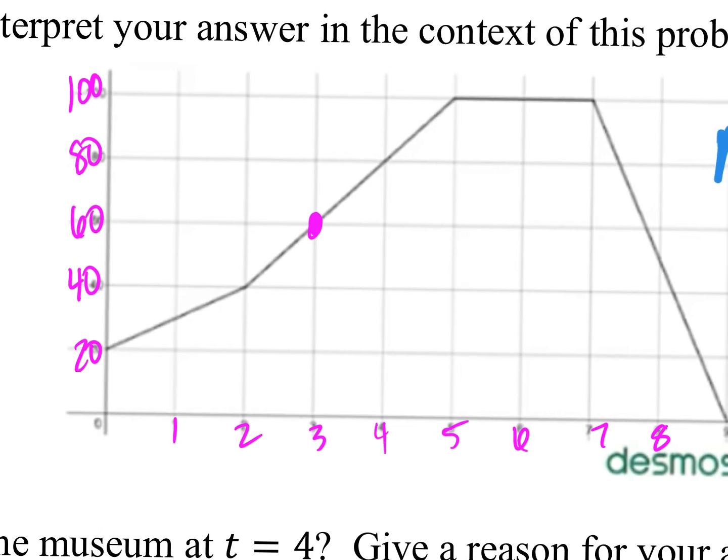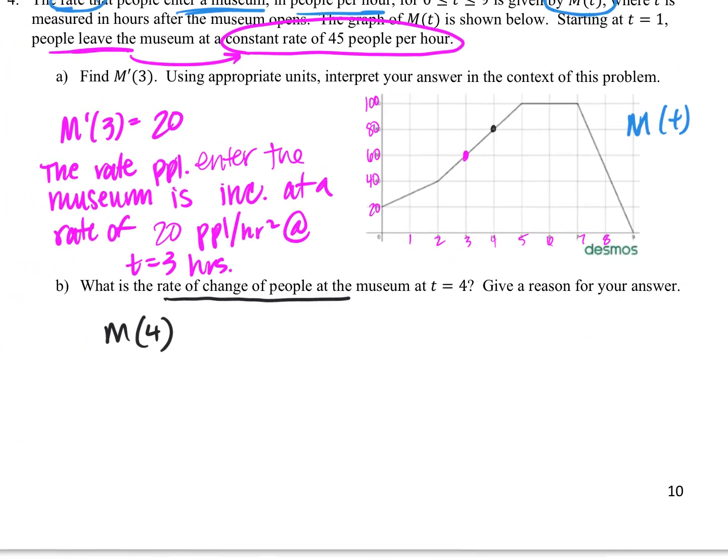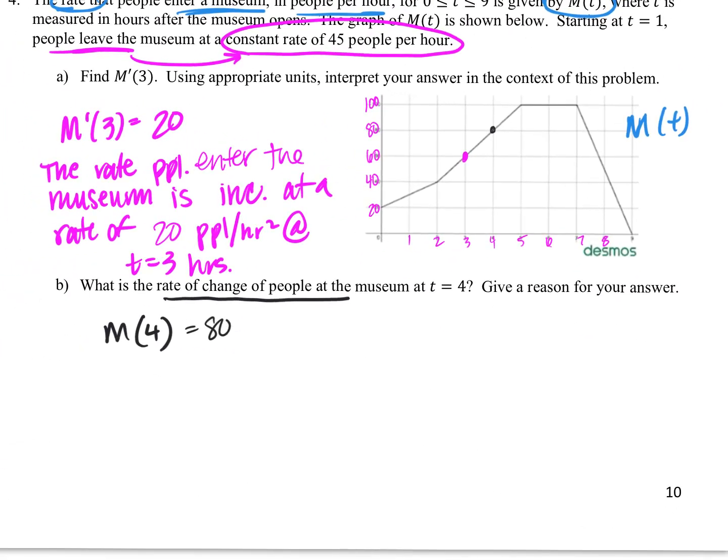Again, sorry for the crappy graph. Do you agree that they're coming in at 80 people per hour? That was 80. Then what do you think we need to take into account? What is the rate of change of people at the museum? Well, people started leaving, didn't they? We had to take away the 45. Very good. That 45 is the rate that they were leaving, and that leaves us with 35.